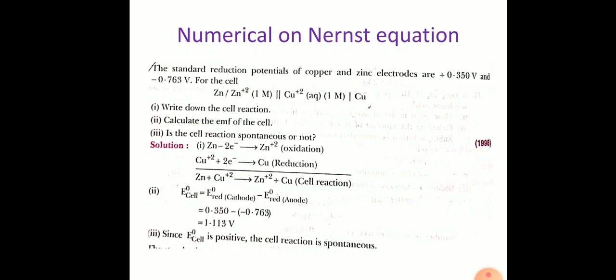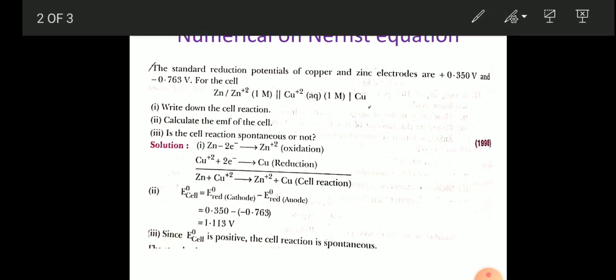Now when we combine these two reactions, the 2 electrons will get cancelled. On the left hand side you'll have zinc plus Cu2 plus, and on the right hand side Zn2 plus plus Cu. So this is the cell reaction.